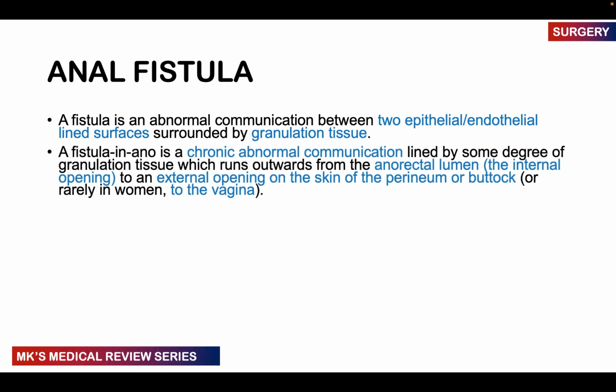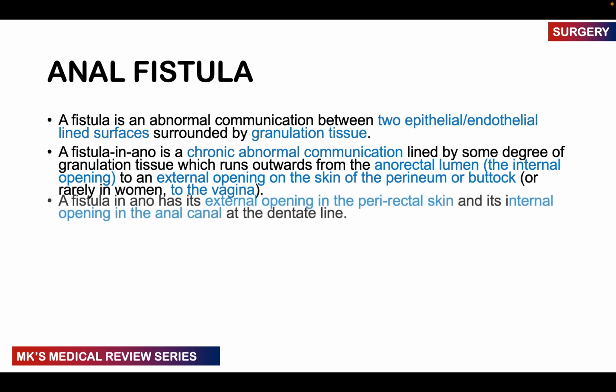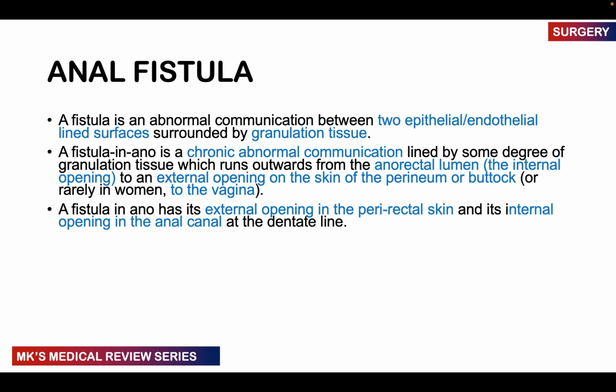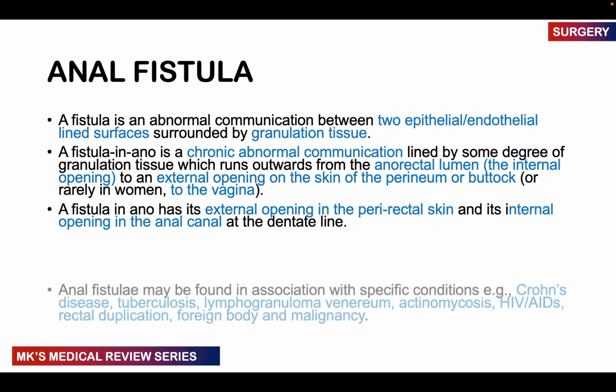An anal fistula, or fistula in ano, is going to be this chronic abnormal connection that's lined by some degree of granulation tissue, which runs outwards from the anorectal lumen, that's the internal opening, to the external opening on the skin of the perineum or the buttock. Or sometimes, rarely in women, it can actually extend to the vagina. Remember that an anal fistula is going to have its external opening in the perirectal skin and its internal opening in the anal canal at the dentate line.